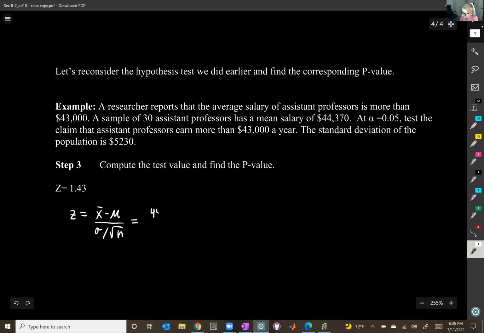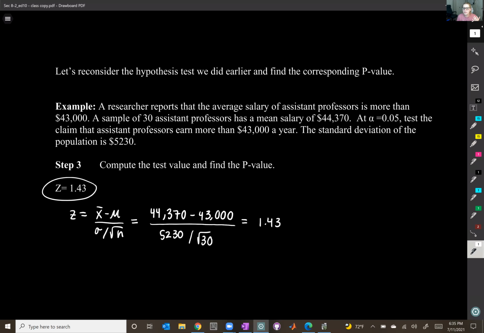And in our case, x bar is 44,370, and mu was 43,000. And then our standard deviation is 5,230, and we divide by the square root of the sample size, which is 30. So when we computed this, we got 1.43, hence z equals 1.43, but I just wanted to remind you where that number came from. So when we're computing the p-value, I'm going to draw the picture for you so you can see what area we want.